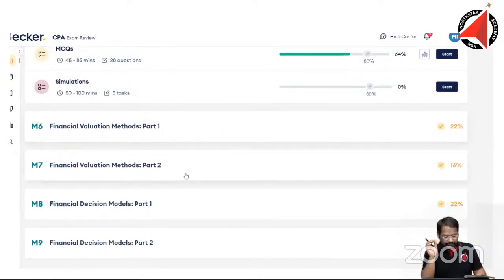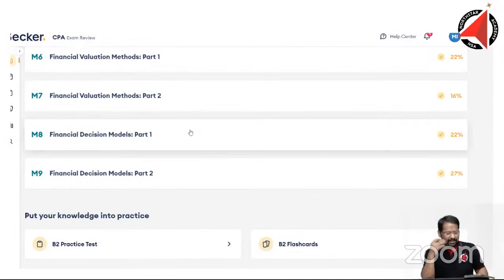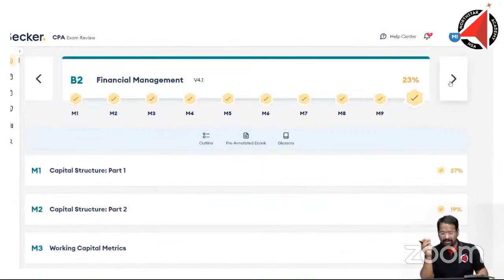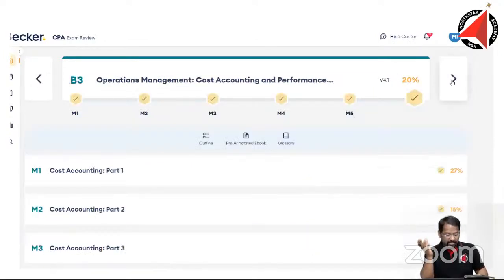Financial valuation 1 and 2, these 2 are a little theoretical but otherwise interesting, and I will ensure that they remain interesting. Financial decision model 1 and 2 again continues to remain interesting. There is an exam which I would expect all of you to write once we are done with part 1, section A and section B.